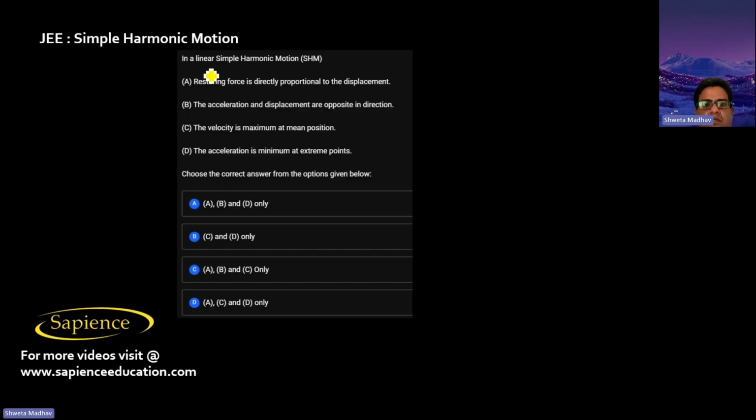And here it is stated that in a linear simple harmonic motion, restoring force is directly proportional to the displacement. The acceleration and the displacement are opposite in direction. Of course, it is true since the acceleration is minus omega square x. The velocity is maximum at the mean position. This is also true. But choose the correct answer from the options.